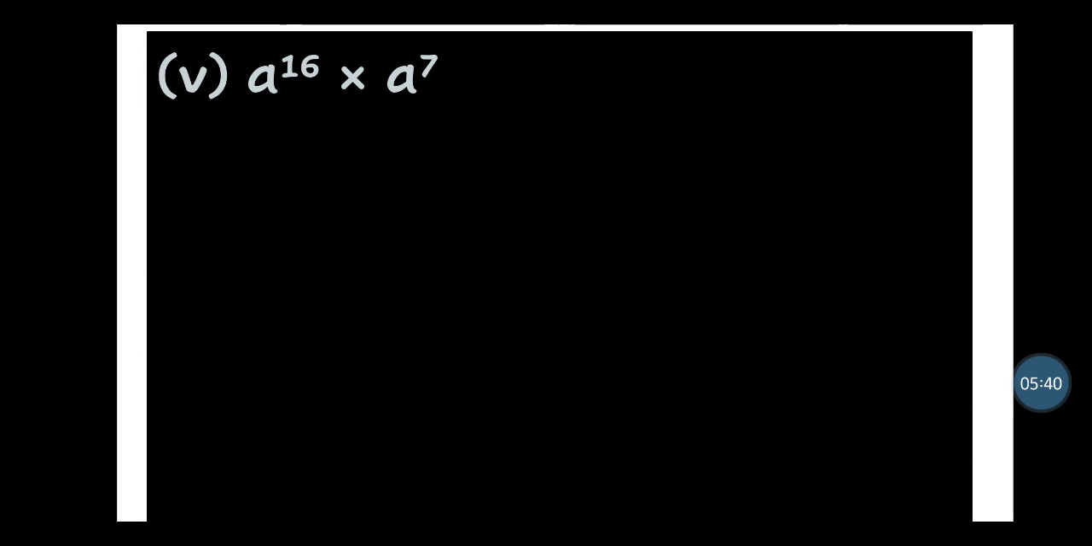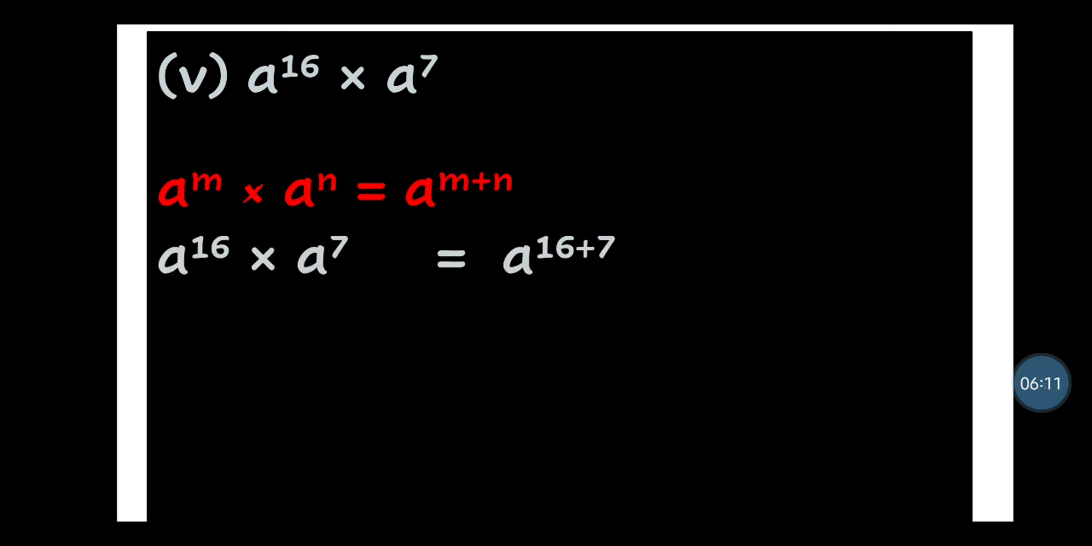Next one, a raised to 16 into a raised to 7. Here the base is same, operation used is multiplication. So we are supposed to add our index. Let's write our rule. A raised to m into a raised to n is equal to a raised to m plus n. Our a is a, m is 16, n is 7.